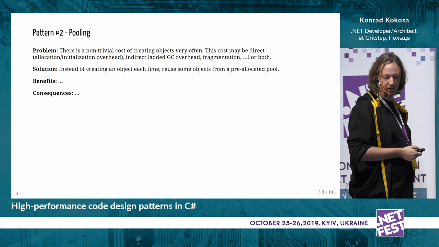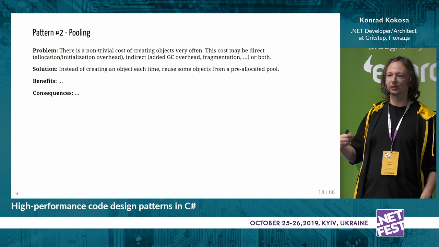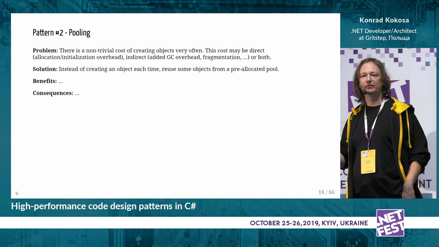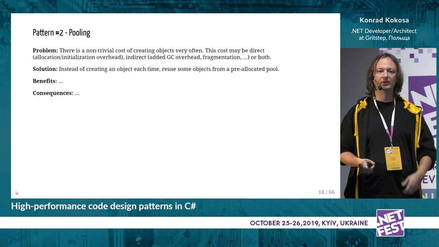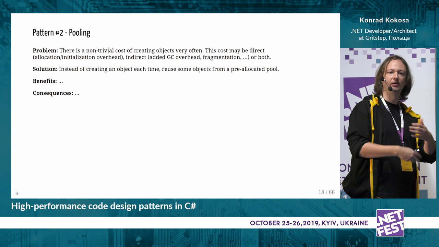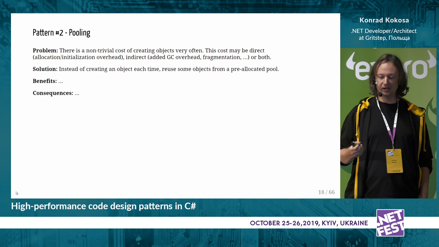The problem that we are trying to solve is that we are creating a lot of temporary data, a lot of objects which we create very often. The cost of it might be direct, like the cost of the allocation of the object, or indirect, like we are introducing fragmentation because of creating many objects and then deleting them.